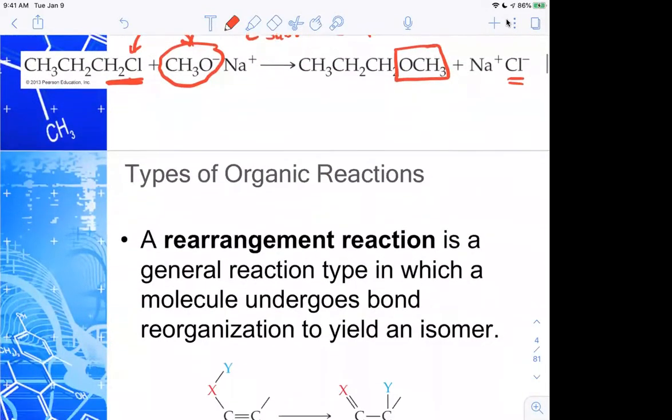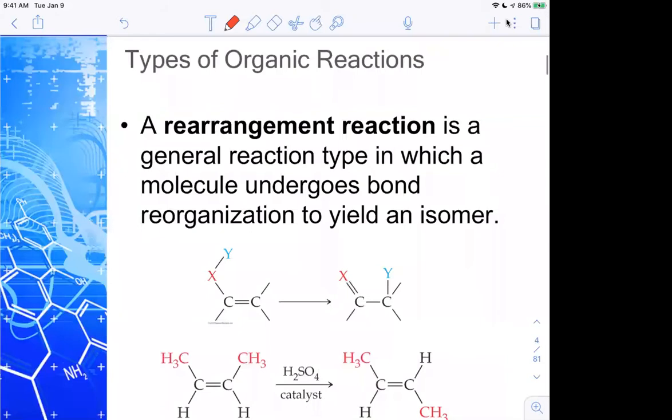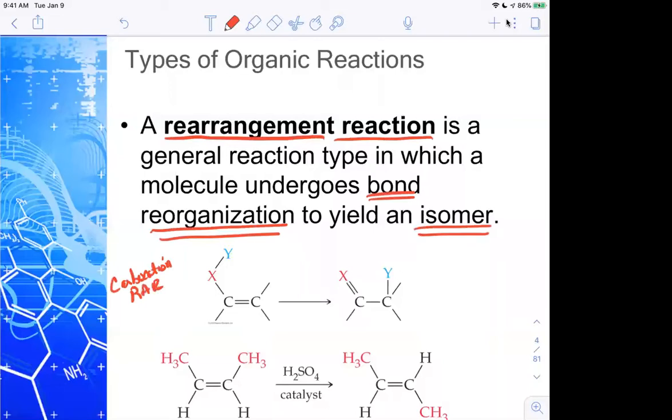this chapter 5. And then finally, I have a rearrangement reaction. And this is where a molecule actually undergoes bond reorganization. And what I'm going to get is some isomer of my original compound. So this really, we're going to think about in terms of carbocation rearrangements in a little while.